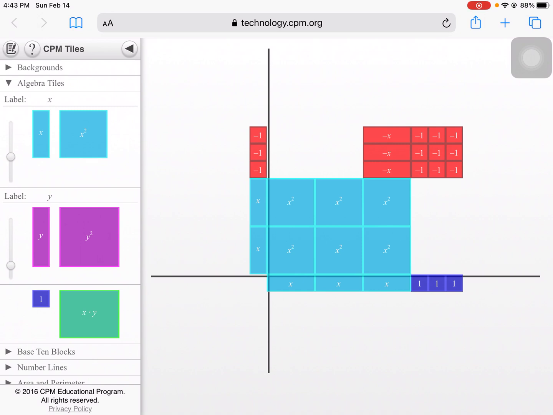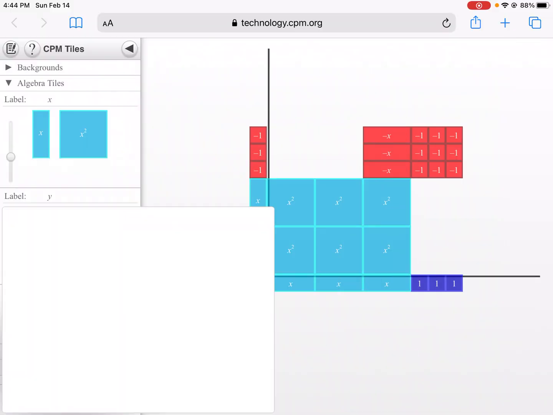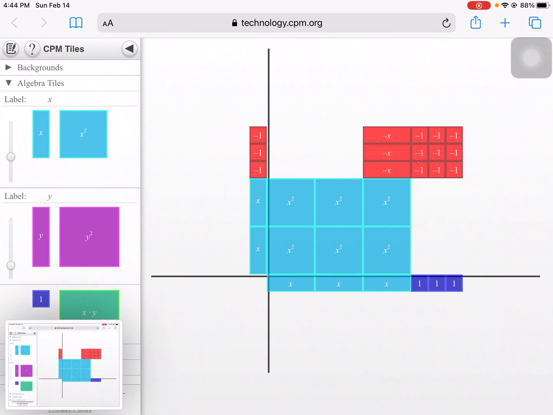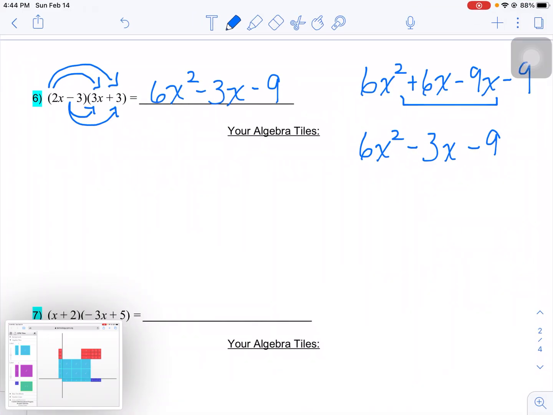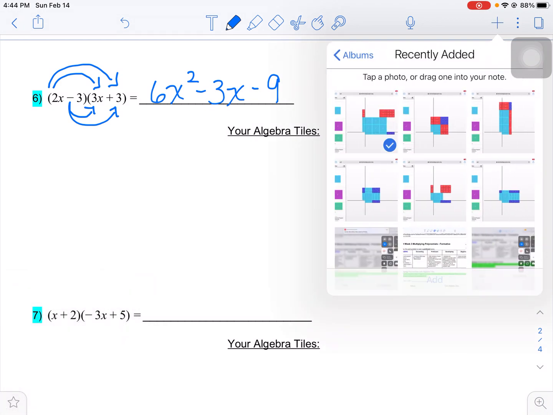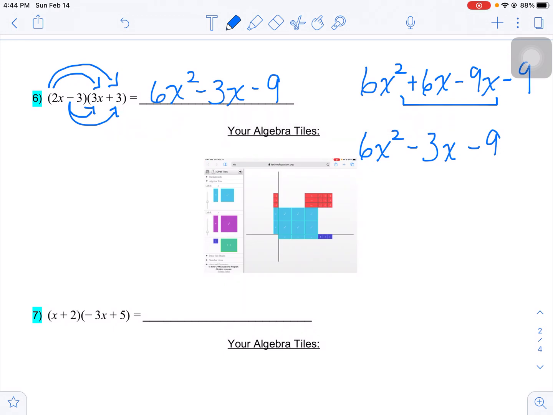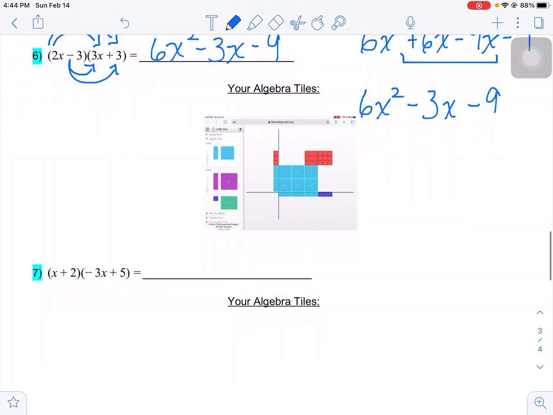We had negative 9x to start with and 6 positive x's, and so we are left with the 3 negative ones. So go ahead and add that. And it shows then with our area model that we do in fact get 6x squared minus 3x minus 9.